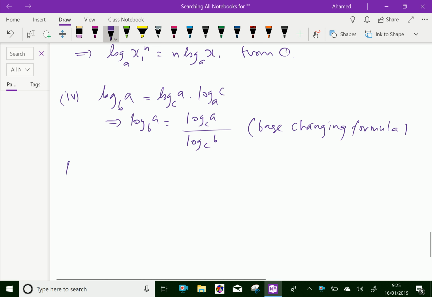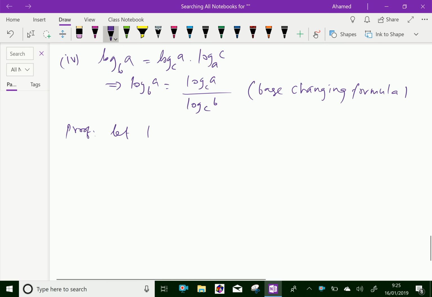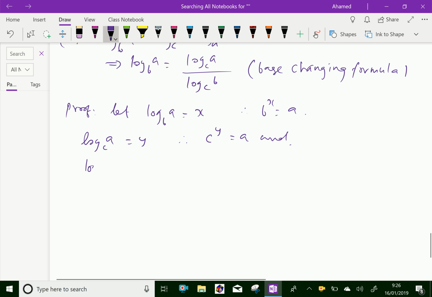Now let us prove it. Let log of a base b equal x, therefore b power x equal a, you can say, and log of a base c equal y, then therefore you can say c power y equal a. And log of c base b is z. Therefore, we can say b power z equal c.